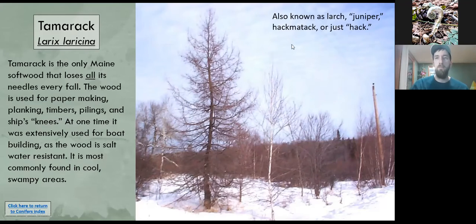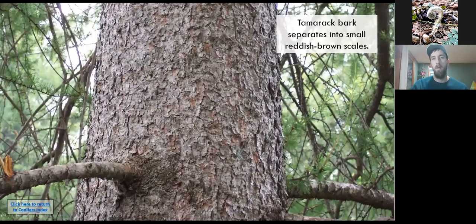It has quite a few other names. So tamarack or larch or hackmatack. And also some people call it juniper, which is misleading because that is referring to a whole other group of plants. It has similar bark to spruce, so a lot of times it will get confused with spruce, but it is different.